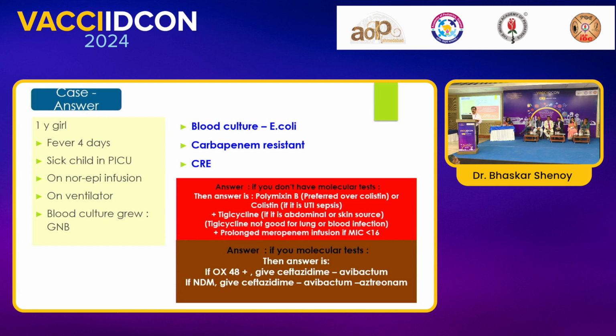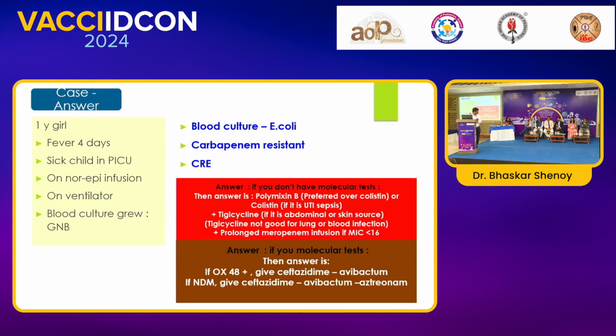So if it is OXA-48, we can give a newer beta-lactam/BLI combination like ceftazidime-avibactam. And if it is a metallo-enzyme, then we can add aztreonam-avibactam. But if we don't have availability of this resistance pattern, then we can go empirically with polymyxin B. If it is a urosepsis, like UTI-related sepsis, then polymyxin is the drug of choice. And if we are suspecting abdominal infections or skin and soft tissue infection, we can add tigecycline.